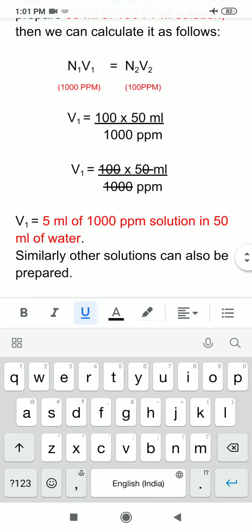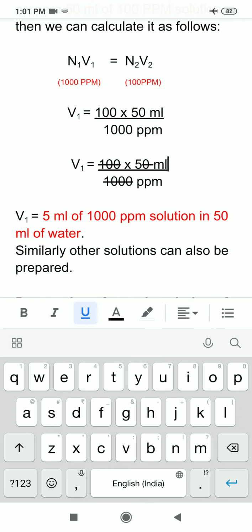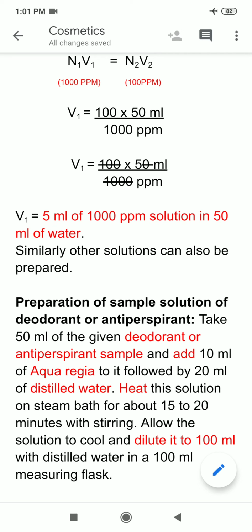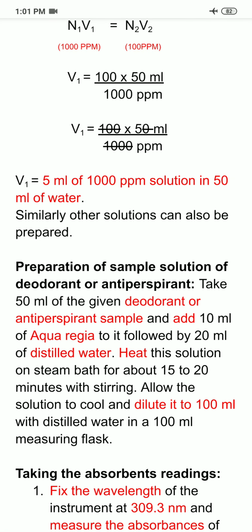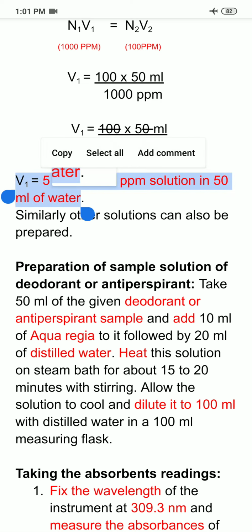You can see that these 3 zeros are cancelling each other with the 2 zeros in 100 and 1 zero in 50 in the numerator. So this volume comes out to be equal to 5 ml. So by using 5 ml of 1000 ppm solution and making the total volume equal to 50 ml in a measuring flask, we will get 50 ml of 100 ppm solution. Is it clear?